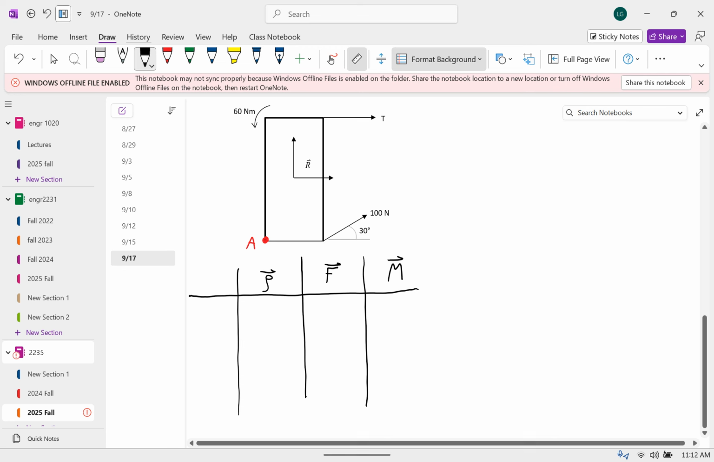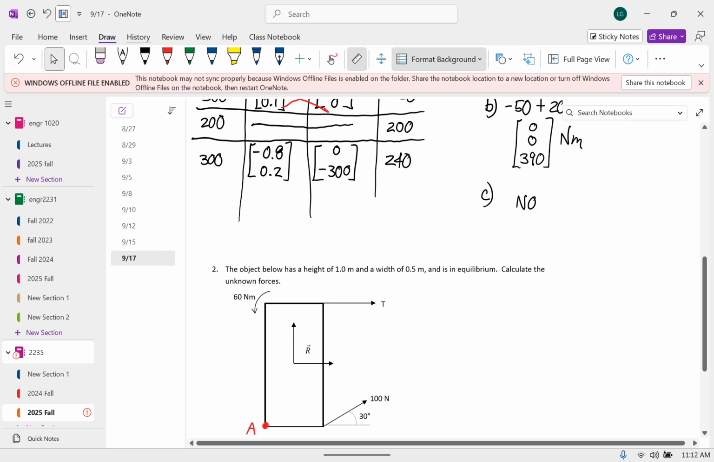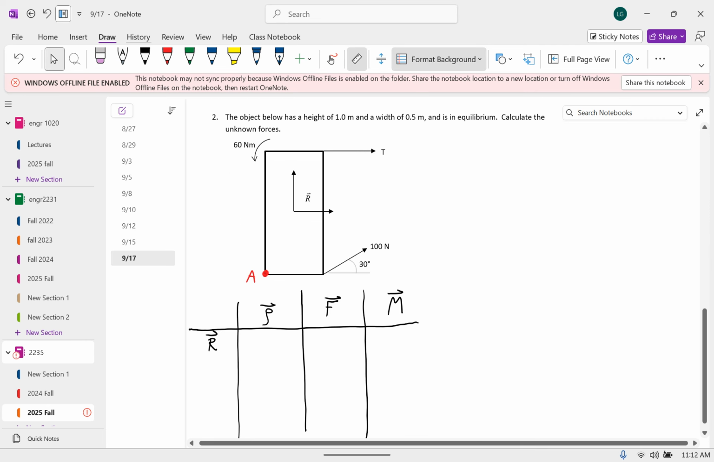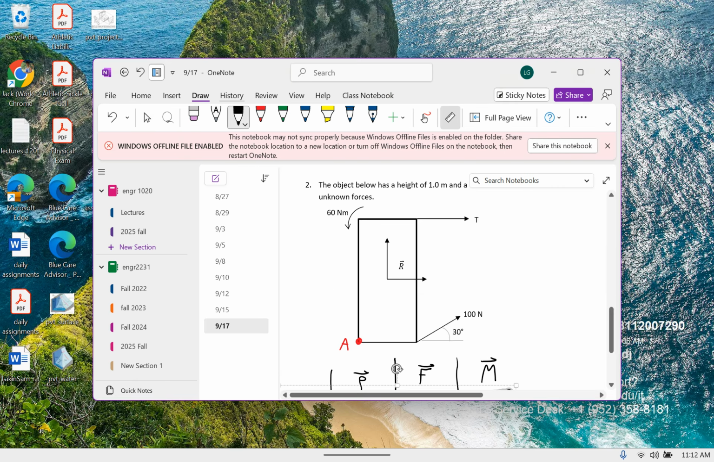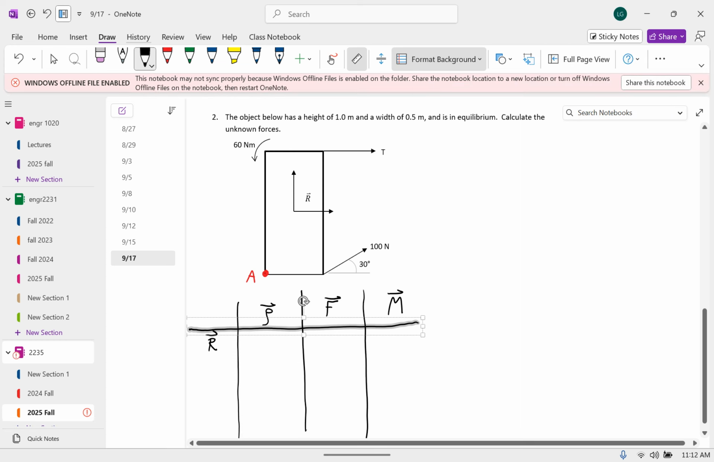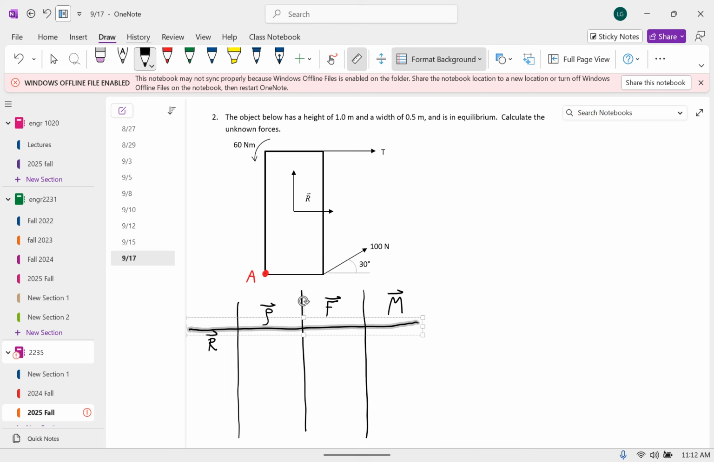So first I'll do this force vector R. The width is 0.5, the height is 1. So a vector that's going from A to where that force R is applied. For the way I draw them, it is always where those two tails of the vectors meet. So it's at the center.